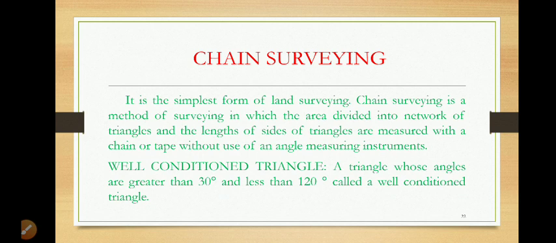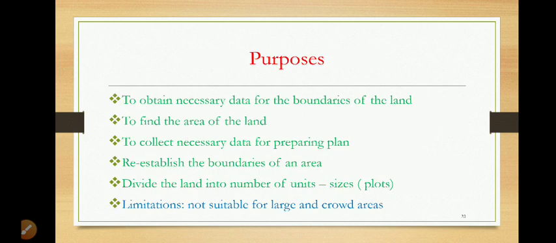A well-conditioned triangle is one whose angles are greater than 30 degrees and less than 120 degrees. The purpose of chain surveying is to obtain the necessary data for the boundary of the land, to find the area of the land, to collect the necessary data for preparing a plan, re-establishing the boundary of the land, and dividing the land into a number of units, sizes or plots. Limitation: it is not suitable for large and crowded areas.